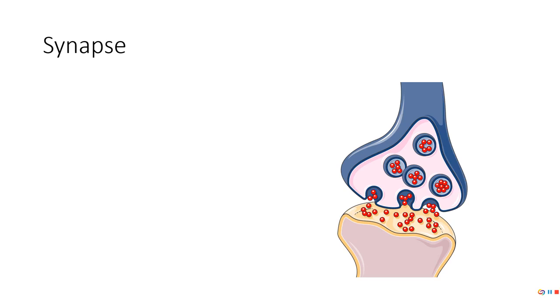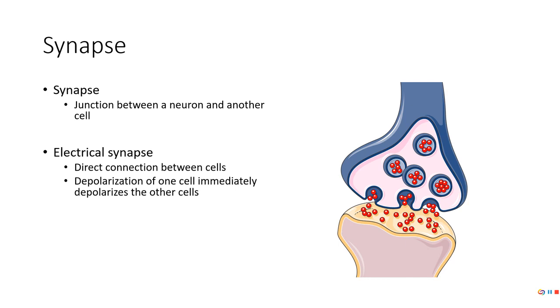So to start off, we needed to define synapse. A synapse is a junction between a neuron and another cell. And there are two types of synapses, electrical and chemical. An electrical synapse is where cells are in direct contact with each other. Thus, when one cell becomes depolarized, all of the other cells it is in contact with become depolarized as well.